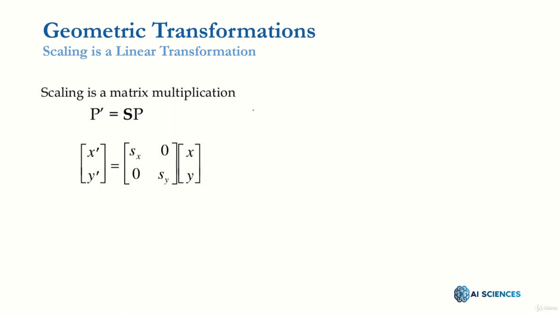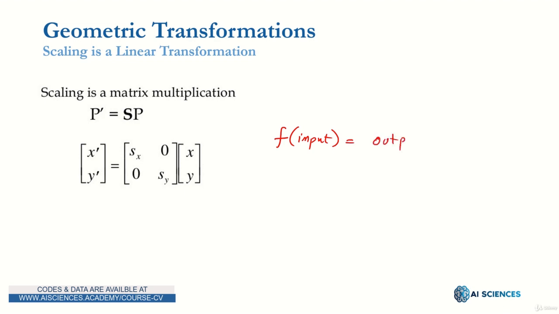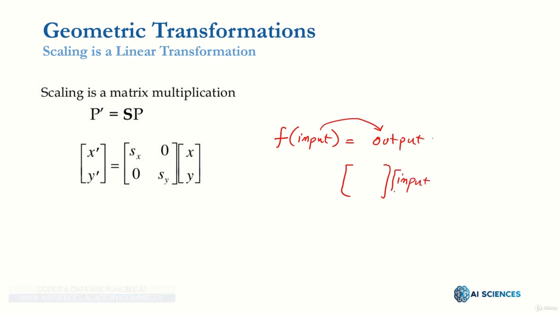Okay, welcome back. In the previous video, we talked about linear transformations, and I gave you a very simple definition: if you have a transformation or function of this kind that generates an output, and if the same input can be mapped to the output through a matrix multiplication, then we call the function or transformation f linear.